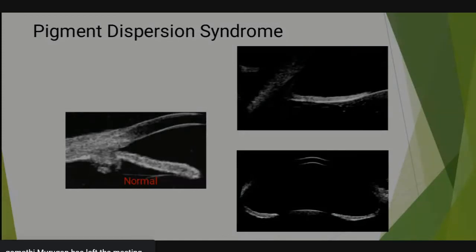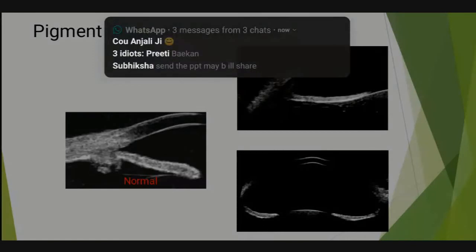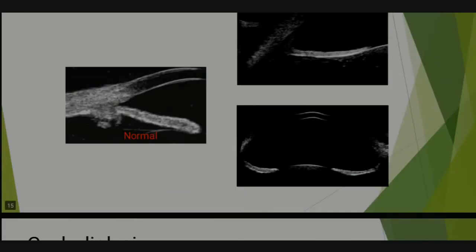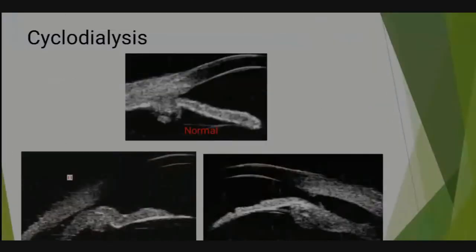While scanning, we see the video, right? So near the lens these pigments are there. Here these are there. It might be pigments, it might be some other hyperreflective echoes, right? Okay. Continue.